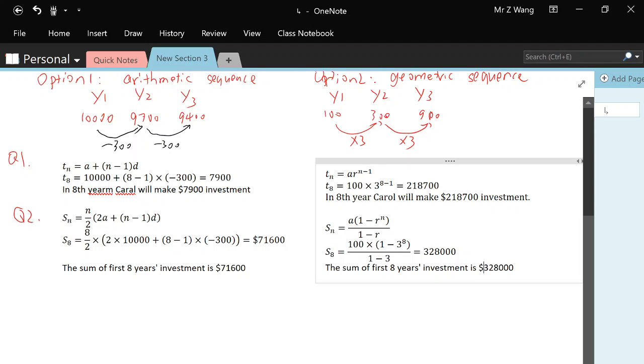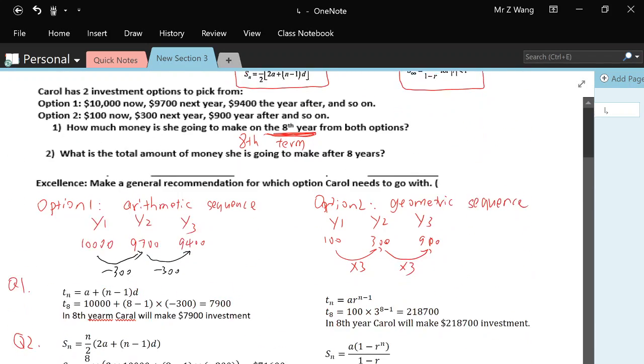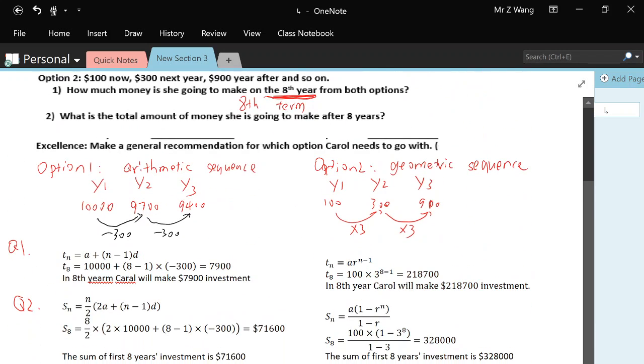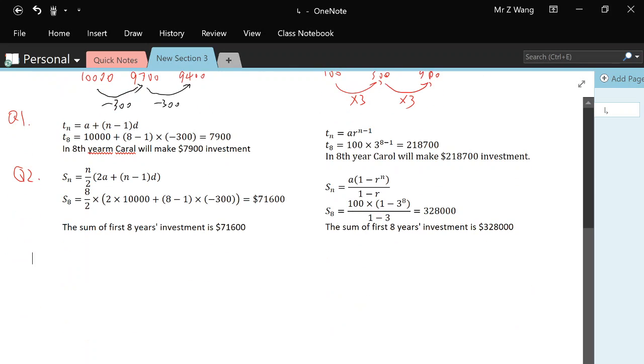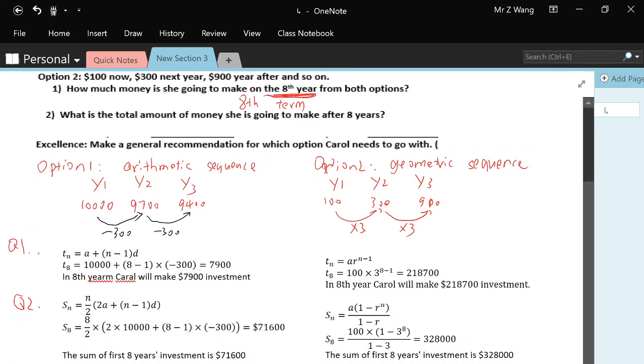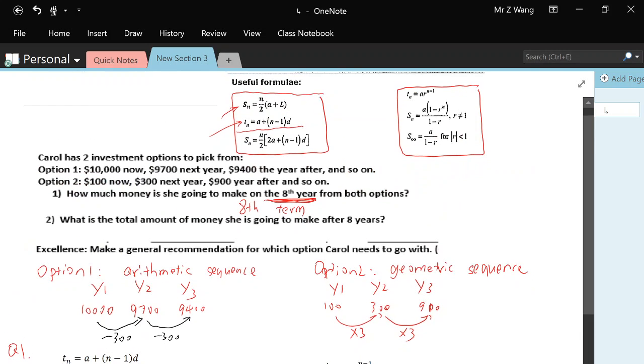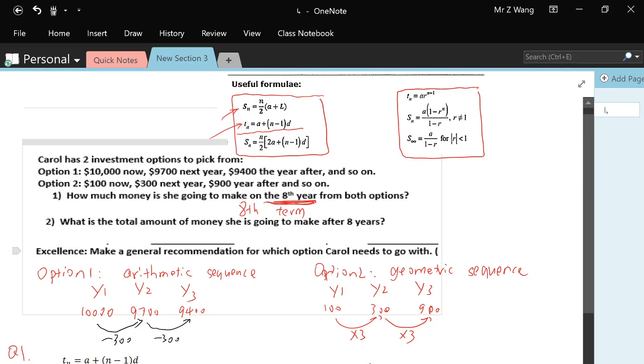So this is the second question. Now up to here I think you get achieved or merit. Now question 3 is the excellence question. You have to make a table. Now it asks you to make a general recommendation on which to go with, and there's always such a question.